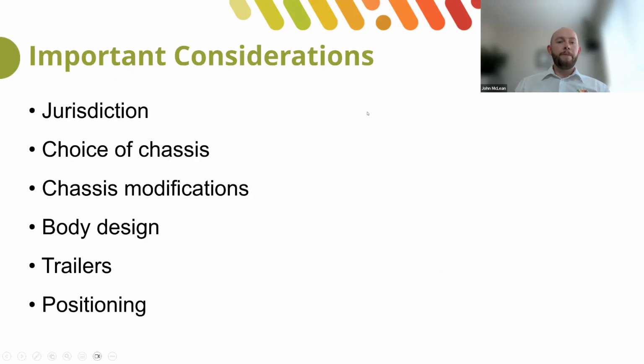Okay, so to sum up, here are a few of the topics to consider when optimizing payload. As we saw in the examples, the jurisdiction that you operate in is a major factor. The choice of chassis is obviously fundamental. The modifications you make to the chassis, be it the wheelbase, afterframe modifications, or adding axles, are also very important. Adapting your body design to the payload you're carrying is crucial, so experiment with materials, weights, and dimensions. Adding a trailer can increase payload significantly if it suits your operation. And finally, positioning the various components in different positions to come up with the optimal placement.